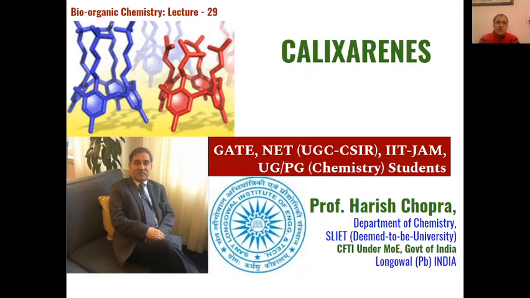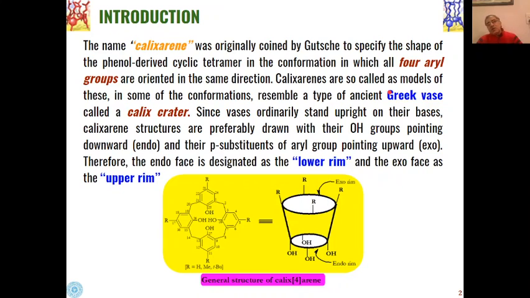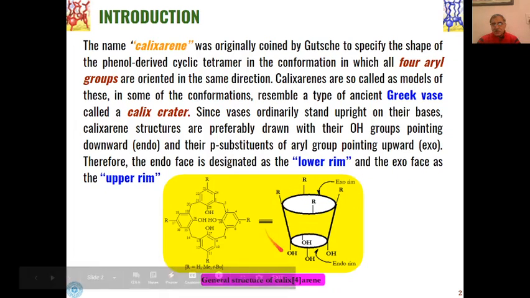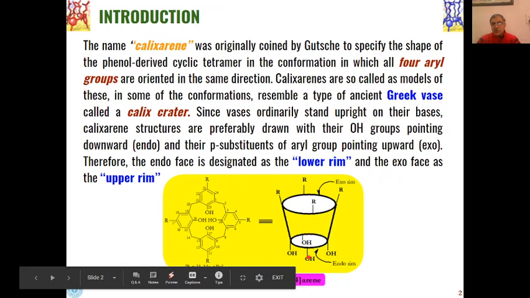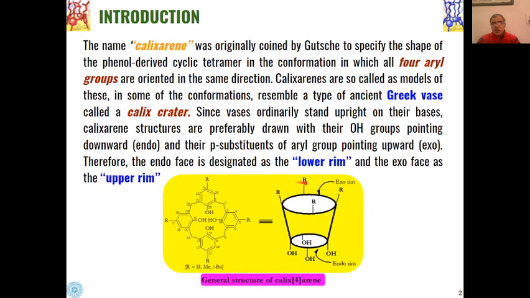Dear students, this is our 29th lecture on bioorganic chemistry, and today we will discuss calixarenes. The calixarenes were named by Gutsche to specify the shape of the phenol-derived cyclic tetramer in a conformation in which all four aryl groups are oriented in the same direction.